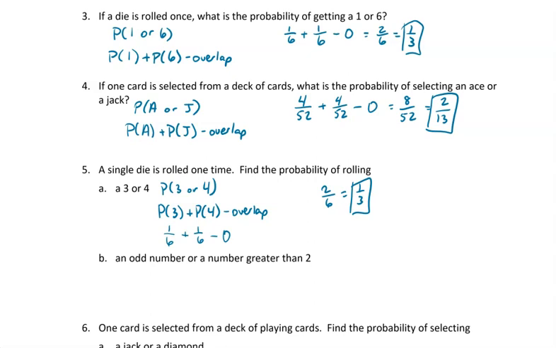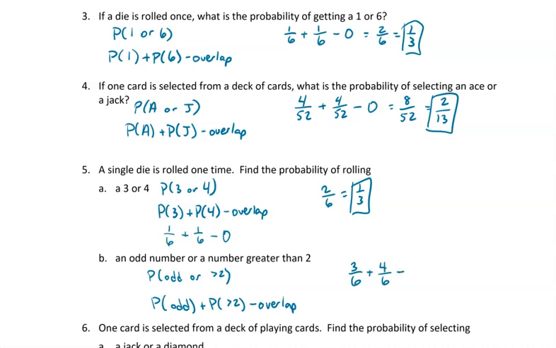All right, an odd number or a number greater than 2. So probability that it's odd or greater than 2. It's going to be the probability that it's odd plus the probability that it's greater than 2 minus any overlap. All right, probability that it's odd. So 1, 3, and 5 are all odd, so that's 3 out of 6. Probability that it's greater than 2, that would be 3, 4, 5, and 6, so that's 4 numbers out of 6.